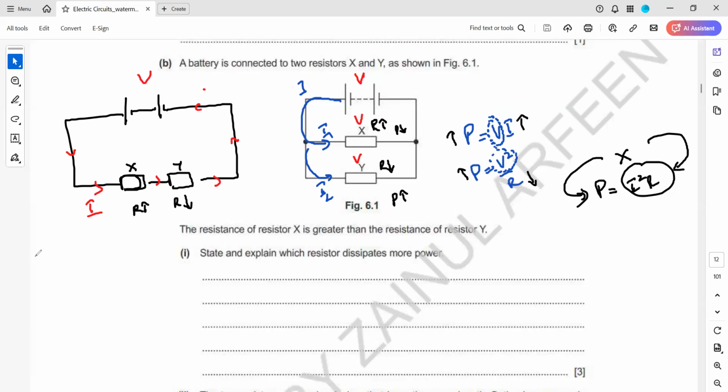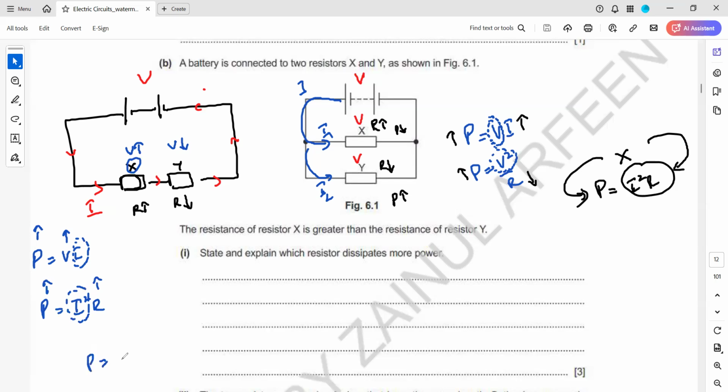If I use the formula P is equal to VI, because they are connected in series they have the same current, but the one with more resistance will have more potential across it. So if the current is the same, the one with more voltage will have more power dissipated. In that case, if they're connected in series, X will be the answer. Or I can also use the formula P is equal to I squared R. Current is the same in both, so the one with a high resistance will have more power. So again, I will get X.